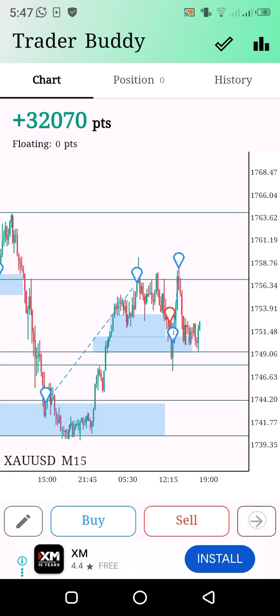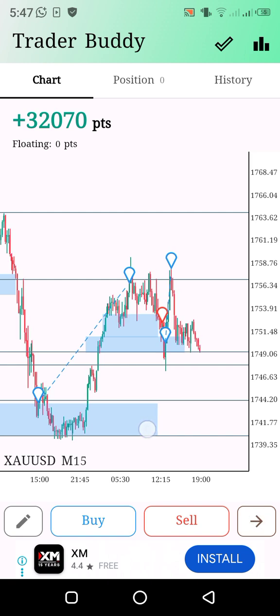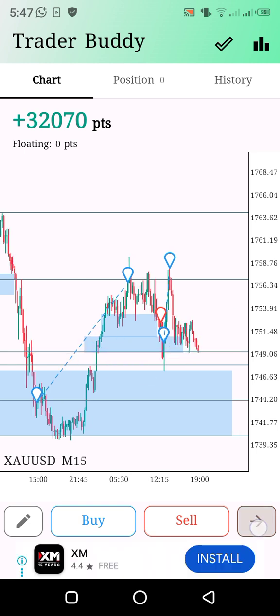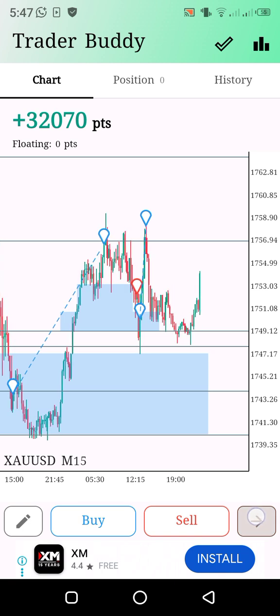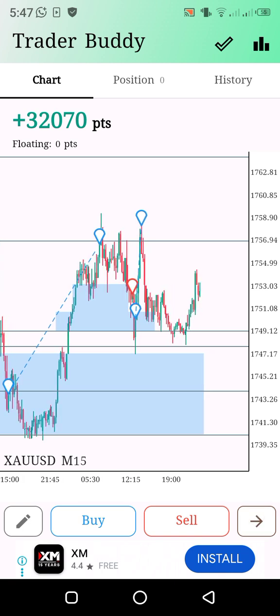Let's wait for price to come back to my entry, my first zone. The first entry zone is all the way up to there. Okay, I want to see how price reacts at that zone. Okay, so once price has left us, what do we do?